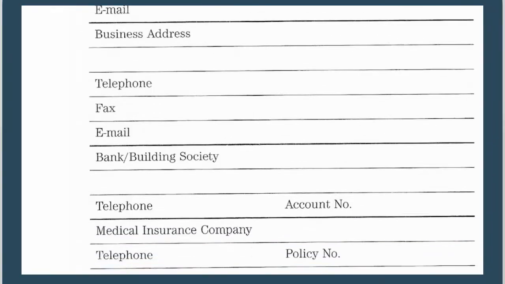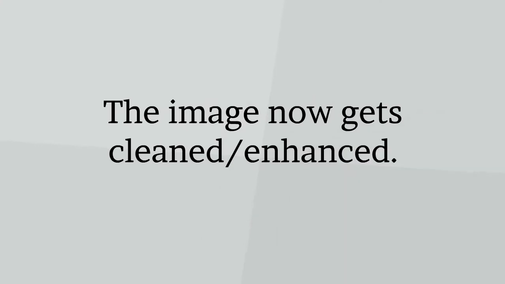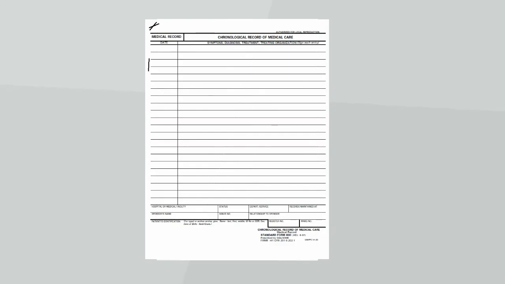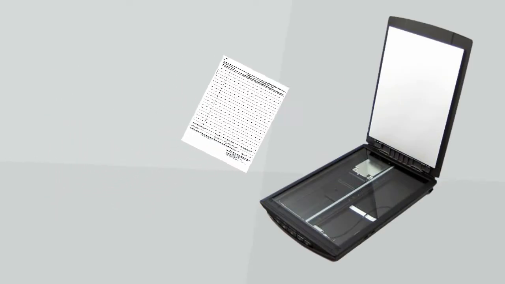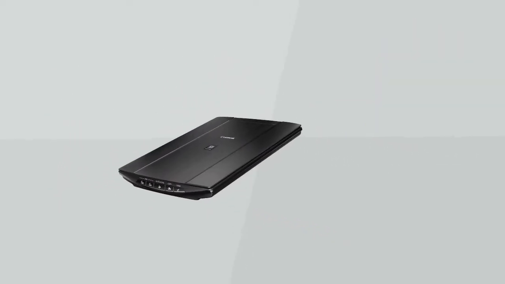The paper records go through a scanner and an image is created. The image now gets cleaned and enhanced. Remove folding marks of the paper if they exist. Remove punch holes and stapler marks. Auto-rotate them if they are inverted. Remove noise if the scans were from an old, dusty document.